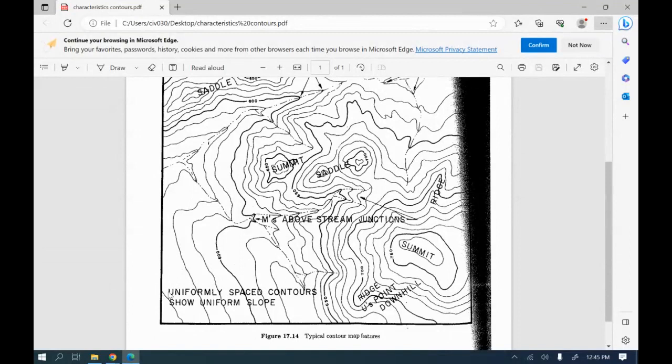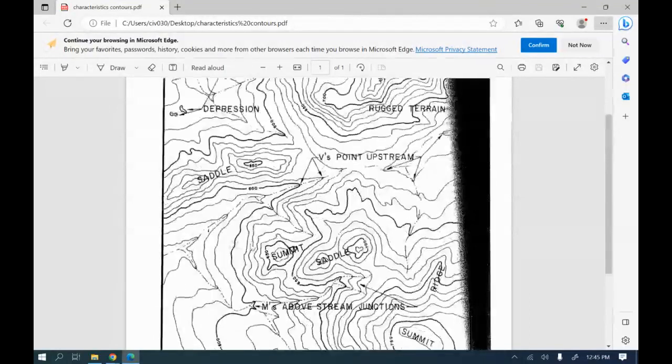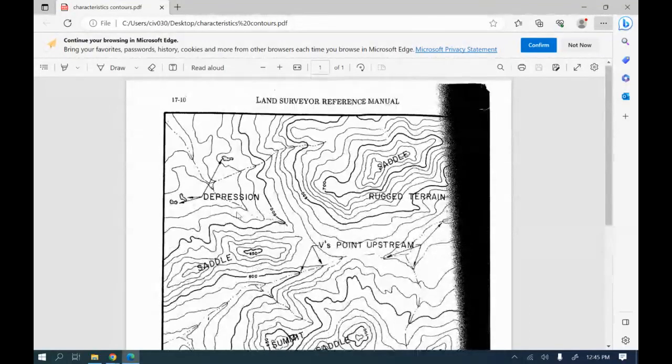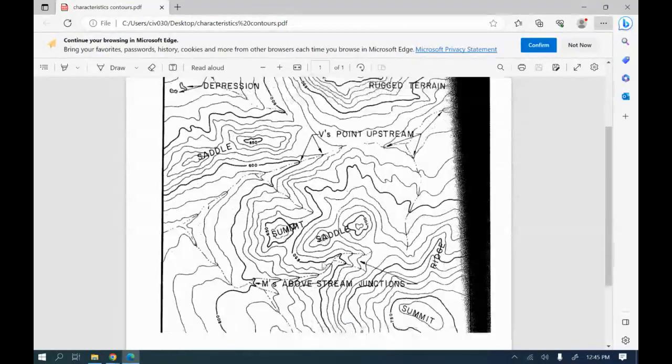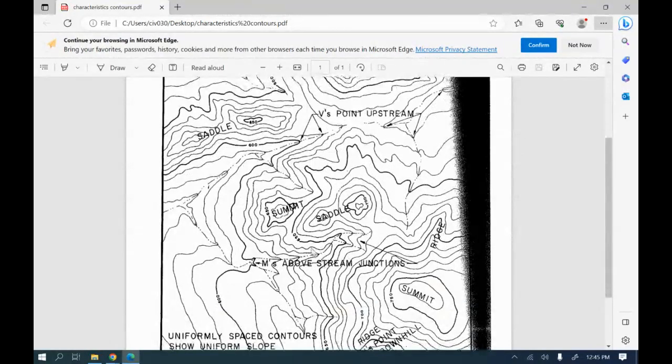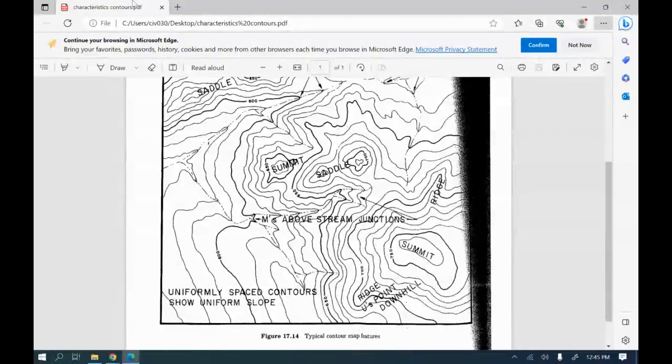That means that's pretty even land. If you get them closer together, that means it's pretty steep. The contours are uniformly spaced: the flatter they are, the more level it is. The closer they are, the steeper. Now if it's a cliffside, there'd be a bunch of lines right on top of one another.